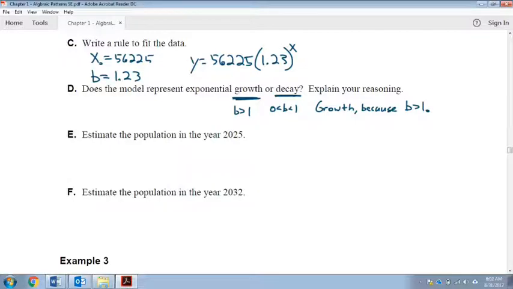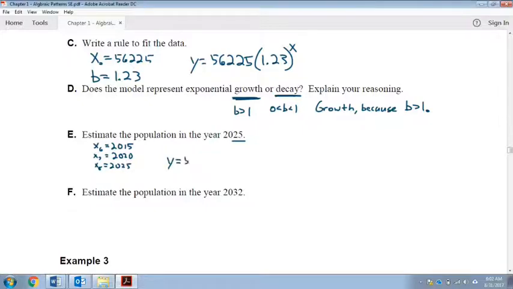Estimate the population for the year 2025. You might think that's just x of 25. Actually, no, because remember, they're going up by 5s. So x of 6 was 2015, x of 7 is 2020, and x of 8 is 2025. So what they're really asking for is x of 8.